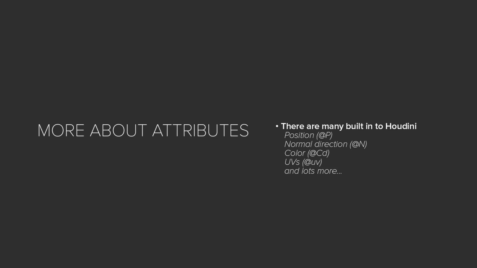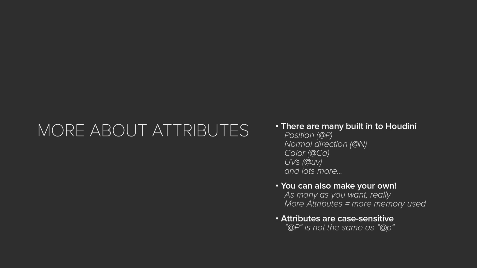So a little bit more about attributes. There are many attributes that are actually built into Houdini. Things like position or normal direction or color or UVs. There's tons and tons of them. But you can also, of course, make your own. You can make as many as you want, really. But you should know that the more attributes you have, the more memory is actually being used. Attributes are case sensitive, so @P with a capital P is not the same thing as @p with a lowercase p.